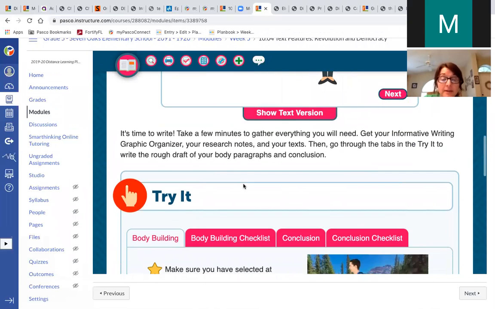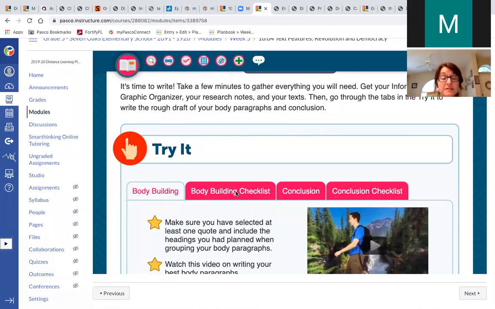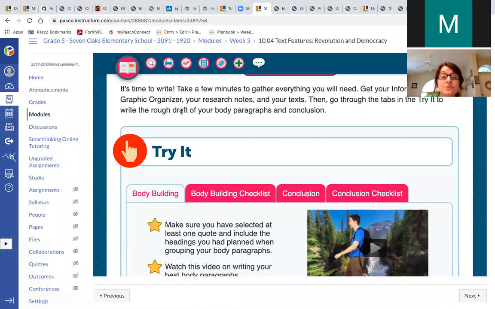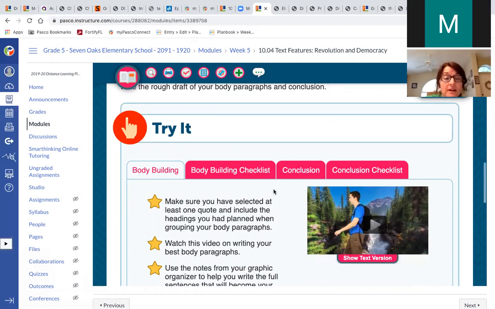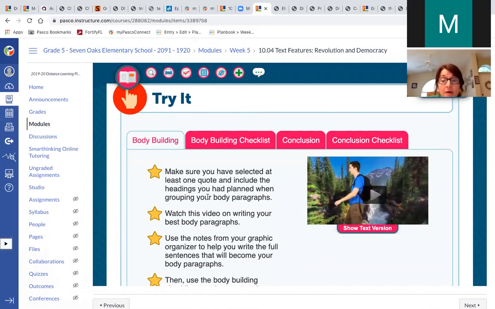And then here they talk about this bodybuilding checklist. So as you're getting ready to take those notes from your graphic organizer, and you've written your introduction, now you're getting ready to draft your body paragraphs and conclusion. So here they're going to talk about making sure that you've done the following things. So let me just go on to this first slide here. So you want to make sure you've selected at least one quote and include the headings you planned when you were grouping your body paragraphs.